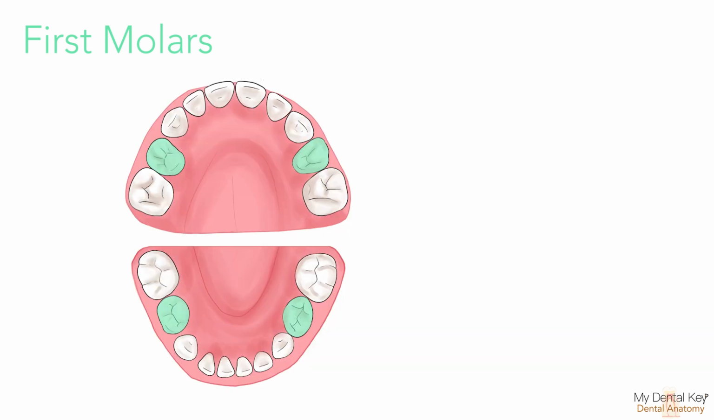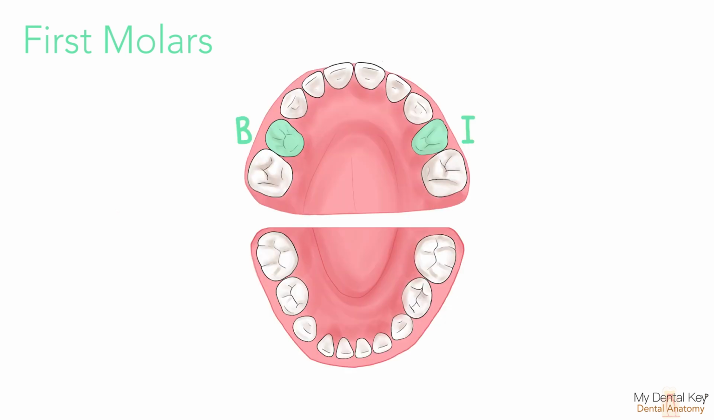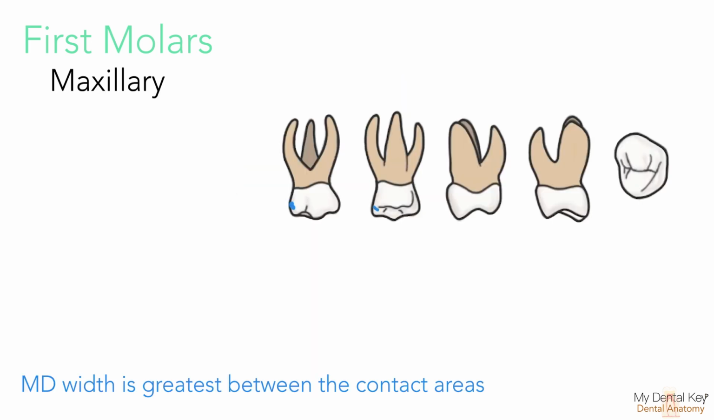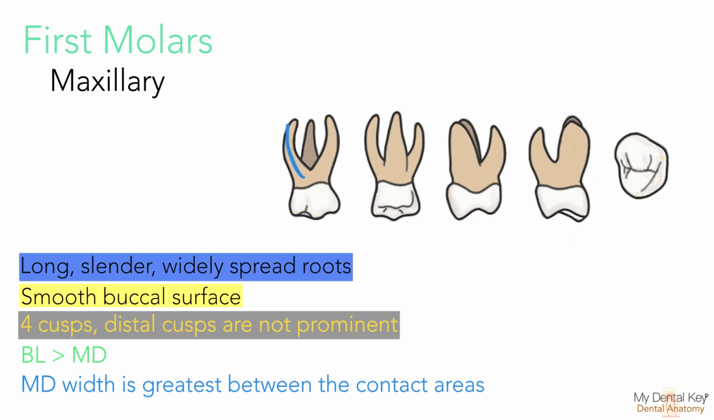The maxillary and mandibular primary first molars are quite different anatomically from each other. Let's start with discussing the maxillary first primary molars, number B and number I. The maxillary first molar has the greatest mesial distal dimension at the contact areas, while the largest dimension is buccolingually. The tooth has 4 cusps, but the 2 distal cusps are relatively small. And the tooth has a smooth buccal surface. The 3 roots of the first primary molar are long, slender, and widely spread.